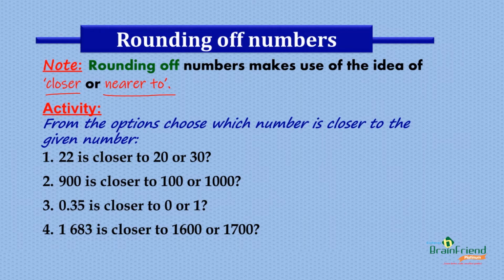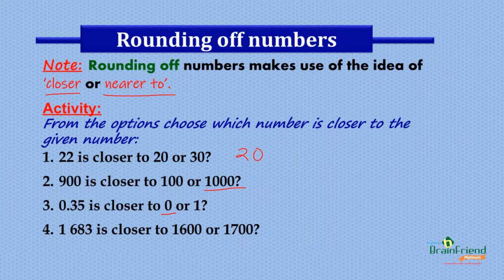First, we have 22. Now, is 22 closer to 20 or 30? You realize that 22 is closer to 20, so it's easier for us to use 20 to represent 22. Secondly, 900. Is 900 closer to 100 or 1000? You see, 900 is closer to 1000. In the third situation, we have 0.35. Is it closer to 0 or 1? It is actually closer to 0.